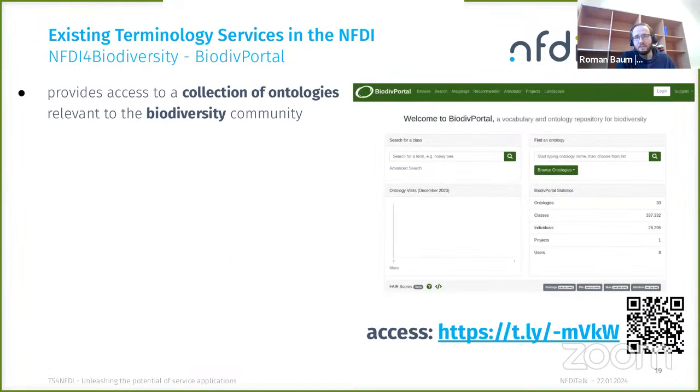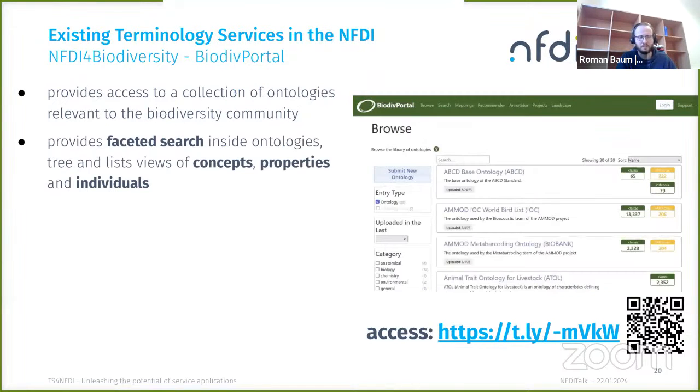OntoPortal itself is also an ontology repository like OLS, the Ontology Lookup Service. And in this case, this terminology service provides access to the collection of ontologies relevant to the biodiversity community. It also provides a faceted search with concepts, properties, and individuals.